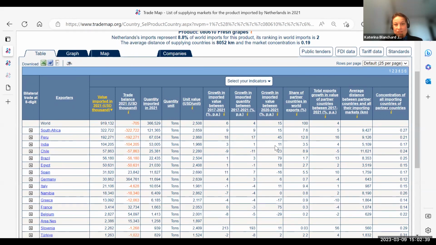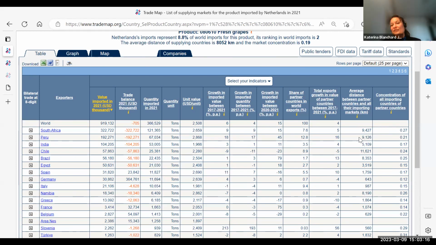And here, if we compare the indicators related to the dynamics, we see that the imports from Peru grow faster than the average. So Peru is already strongly tapping into this market. The growth in terms of value and in terms of quantity have both been strong, and it seems that this growth in value accelerates.